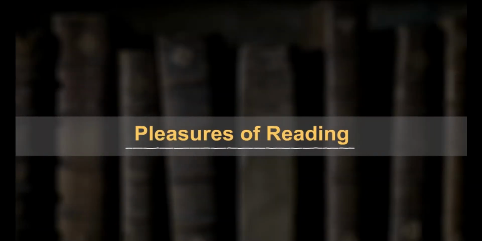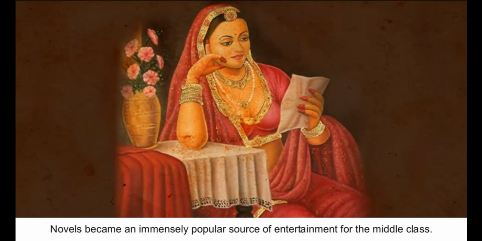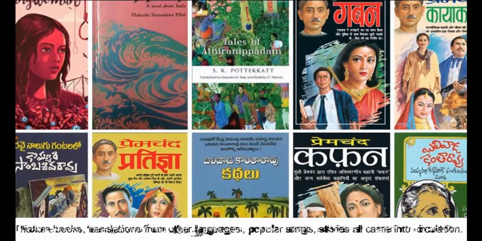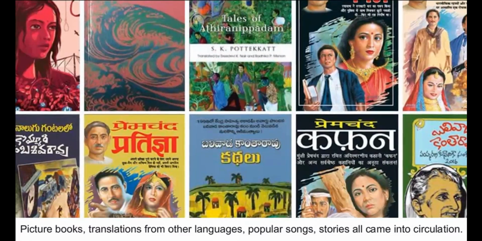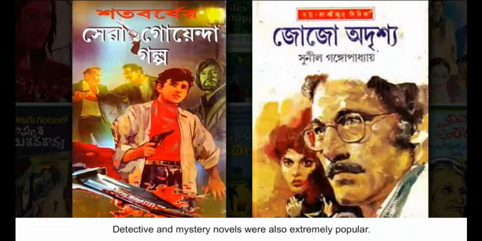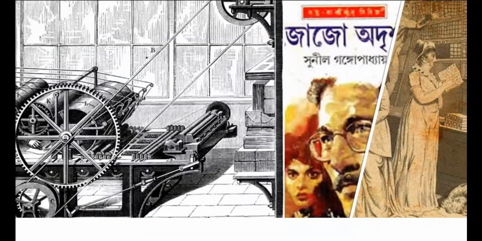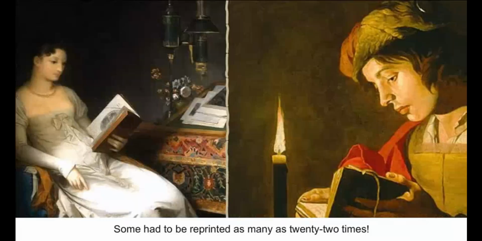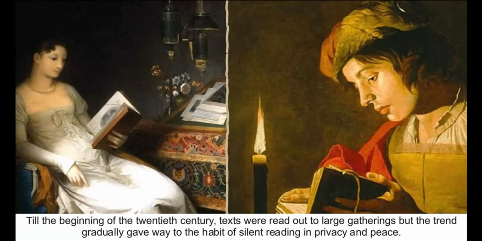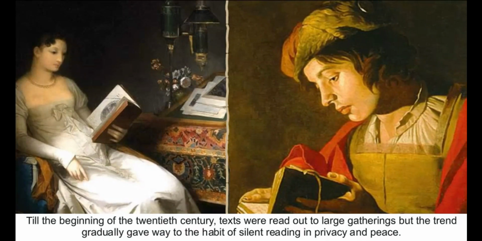Pleasures of reading. Novels became an immensely popular source of entertainment for the middle class. Picture books, translations from other languages, popular songs, stories, all came into circulation. Detective and mystery novels were also extremely popular. Some had to be reprinted as many as 22 times. Till the beginning of the 20th century, texts were read out to large gatherings, but the trend gradually gave way to the habit of silent reading in privacy and peace.